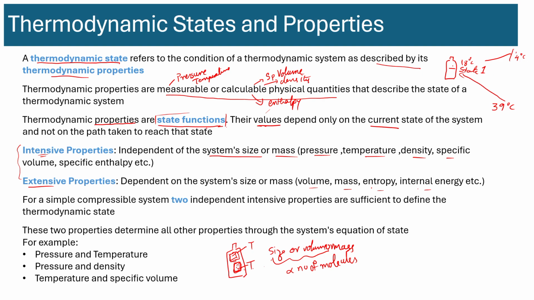The other classification was whether it is measurable or calculable. Some are directly measurable, some cannot be measured. They are calculated based on other measurements.